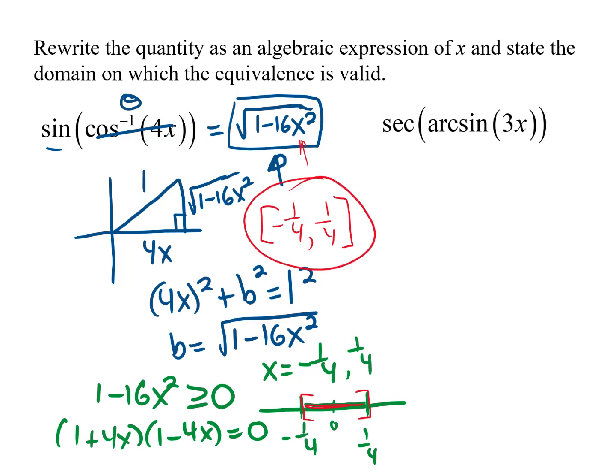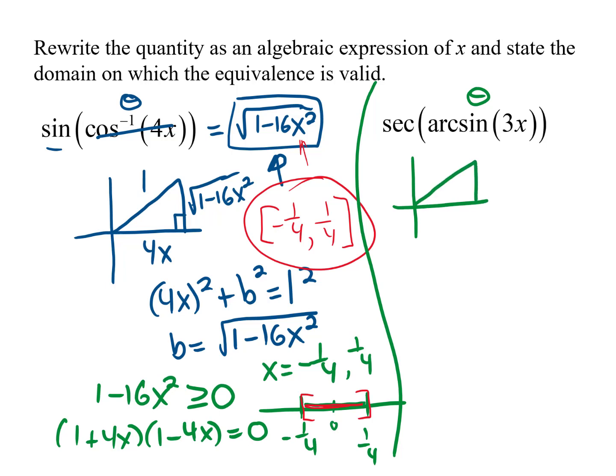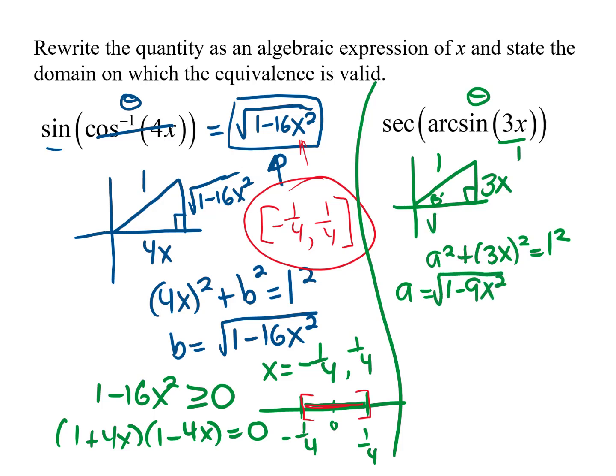So let's go ahead and look at our second one. And the first thing I see is this represents an angle, so that when I take the sine, I get 3x. So I'm going to draw a triangle, and I'm going to label the sides so that the sine is 3x. And so opposite is 3x over hypotenuse, which is 1. So that means a squared plus 3x squared equals 1 squared. So a is going to be 1 minus 9x squared square rooted. So that's my missing side, the square root of 1 minus 9x squared.